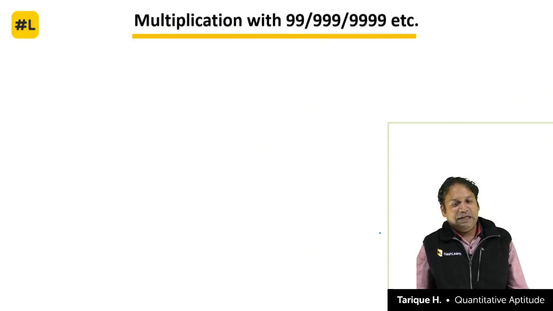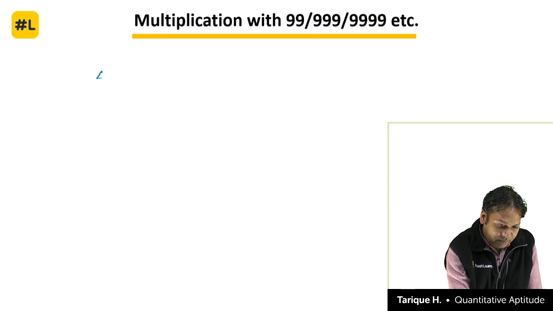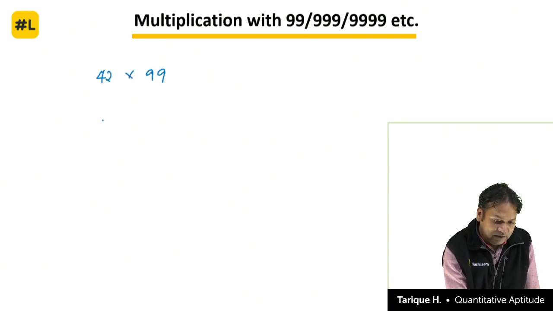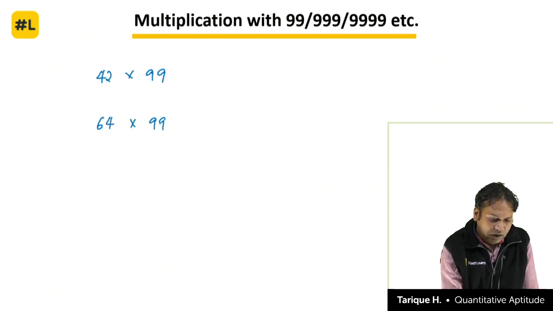Multiplication with 99, 999. अच्छा ठीक है, let's see. 42 into 99 देख लेते हैं हम लोग. Let's take 64 into 99. ठीक है, एक और नंबर ले लेते हैं.